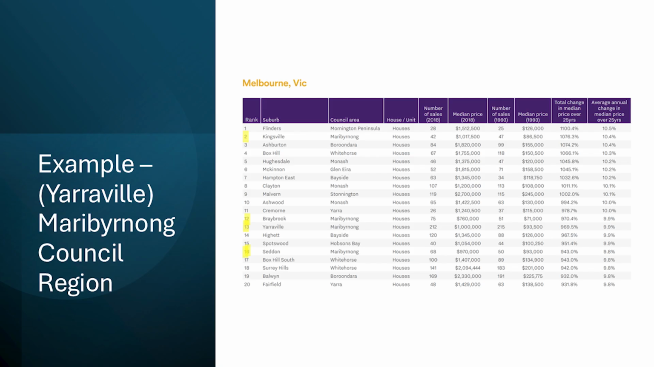And this is just the top 20. You'll see in the highlights 2, 12, 13, and then I think it's 16 as well. They're all in the Maribyrnong Council region. If you look at number 15, that's Spotswood, which actually neighbours Yarraville. If you were to go to the top 100, you'd have West Footscray and Footscray in here as well. So that's like 6 or 7 of them literally within the top 100 suburbs in the country in that period.